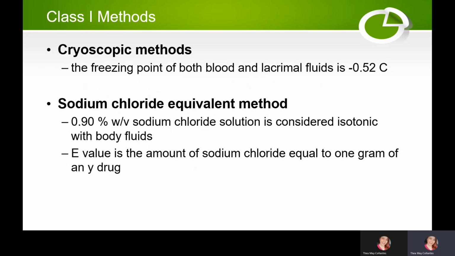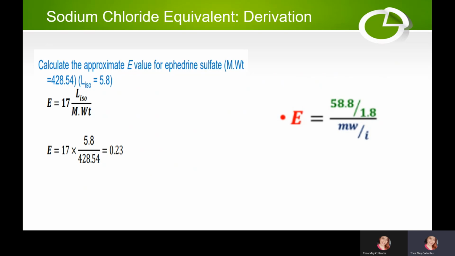So, here is an example. This is how you derive what we call your sodium chloride equivalent. Remember LISO. So it means that if you are given an L-iso in your board exam, for example, hydromorphone has an L-iso of 1.4. Find its E equivalent or sodium chloride equivalent.